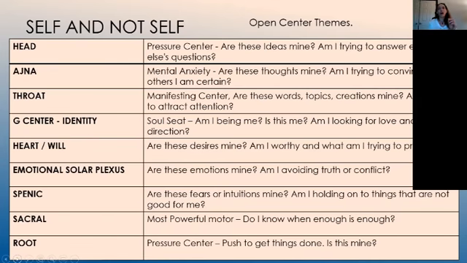You know, is this my truth right now? Is this my project? Is this even mine? You'll feel the push to get things done from the center, and you just need to ask yourself, is this even mine?